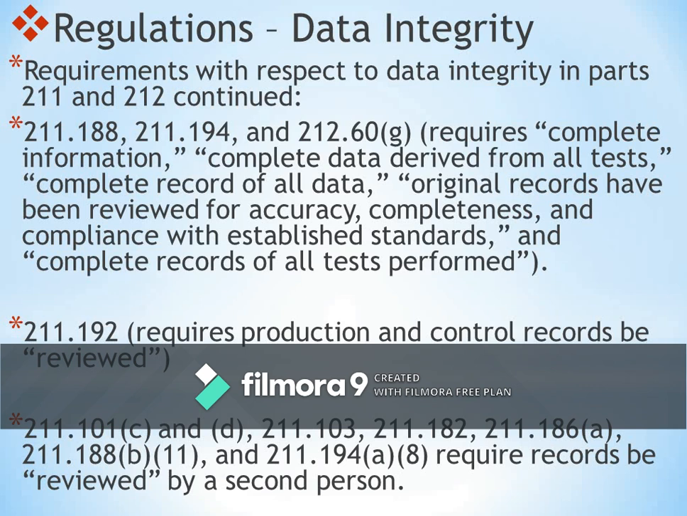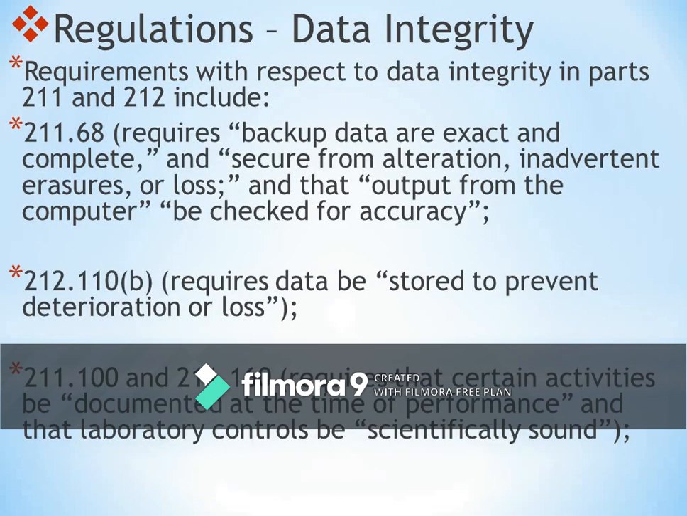211.101, 211.103, 211.182, 211.186, 211.188, part 11, 211.194A, subpart 8, requires that the records should be reviewed by a second person. This is most important. Requirements with respect to the data integrity in parts 211 and 212 conclude.